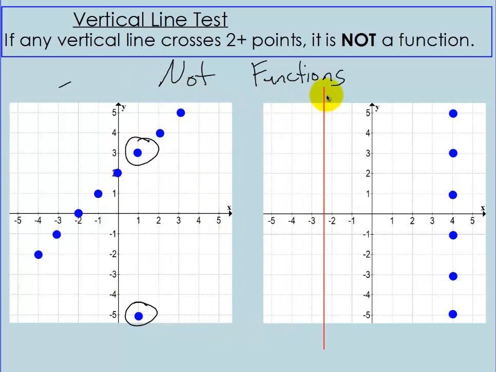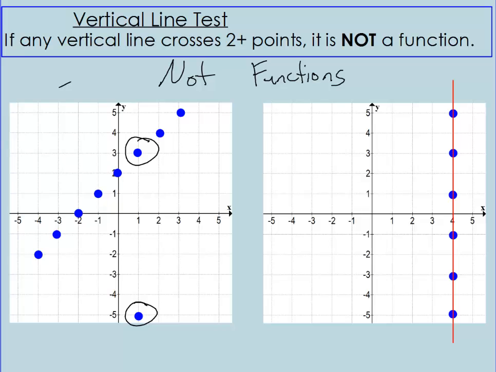Let's go to the other graph. So basically all these points are definitely not a function because they line up in one straight up and down line. So it actually has 6 points crossing. So this is not a function. We can only have 1 point at a time. So if it's anything more than 1, it's not a function. This is definitely not because all of the points cross at the same vertical line.